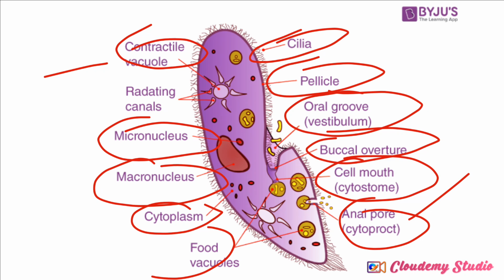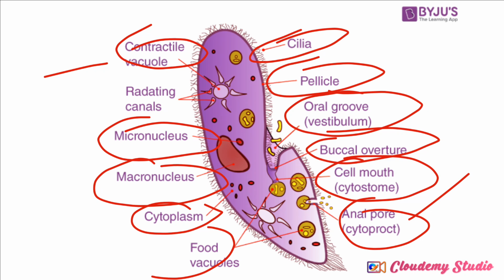Now, like I said, they have a trichocyst. Trichocyst is not indicated here. The trichocyst is used for anchorage and defense. The oral groove is for feeding. The organ of locomotion is cilia. They are mostly found in brackish water. Now, they are the most complex protozoan.